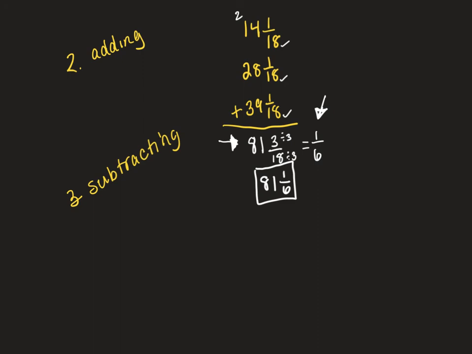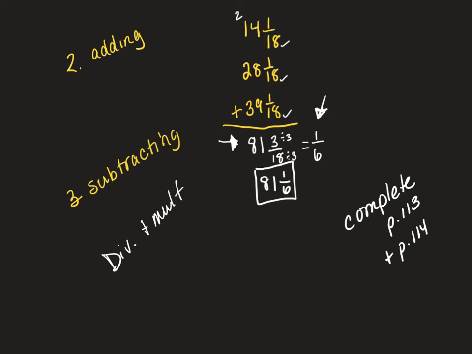You're going to go ahead, page 113, and then you're going to do page 114. Division and multiplication go on graph paper, and everybody has graph paper because I double checked.